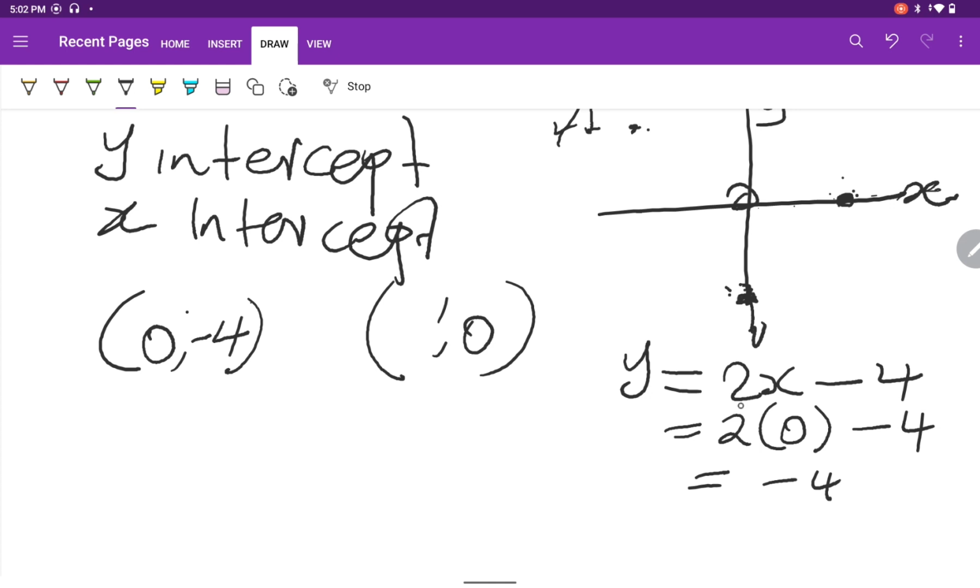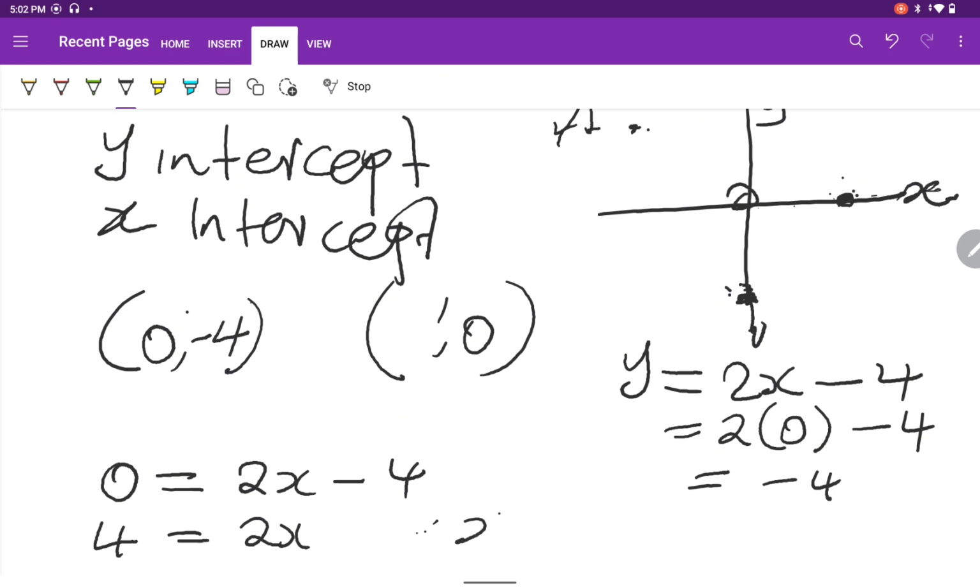Now for the second one, we put a 0 on y and check what the x value is. So we will have 0 equals 2x minus 4. When we put the 4 to the other side, it is going to be positive. So we have 4 equals 2x. If we divide both sides by 2, you see that x is 2. So here is (2, 0). Now this point, the x value is 0, the y value is minus 4.